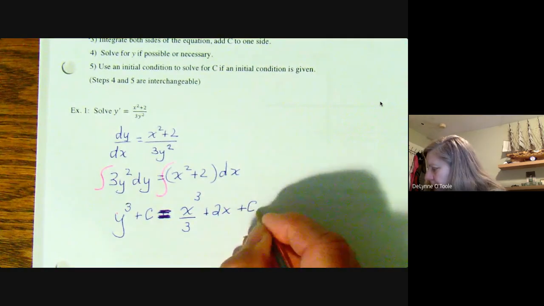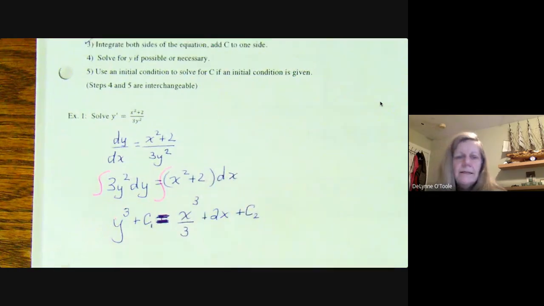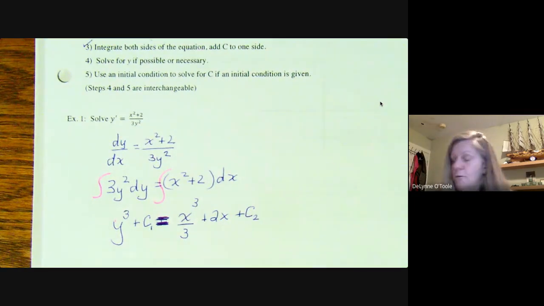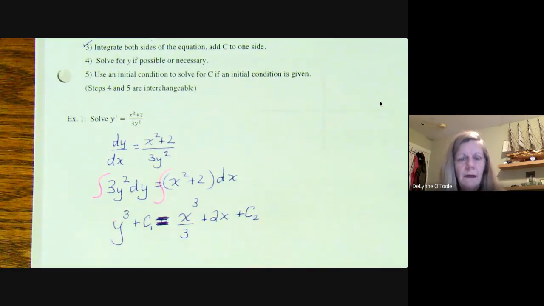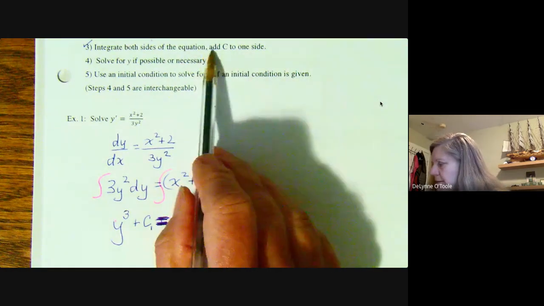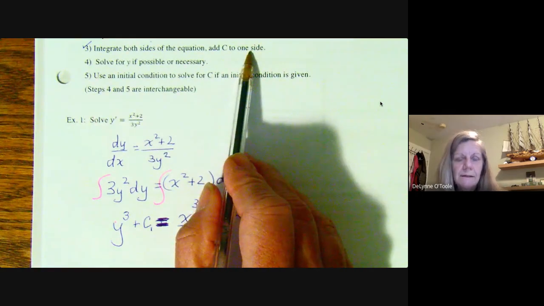But for right now, I'm going to distinguish between the two c's because they're different c's. One c is on the y side, the other c is on the x side. I'm going to come back to this part, add the c to one side. We'll talk about why I added it to both sides in this problem.